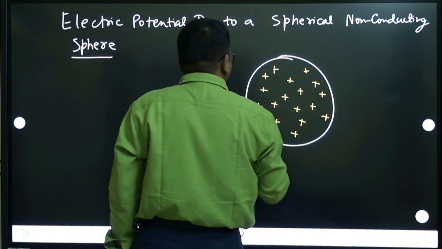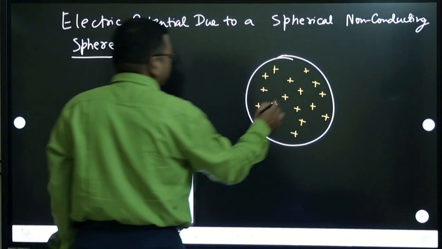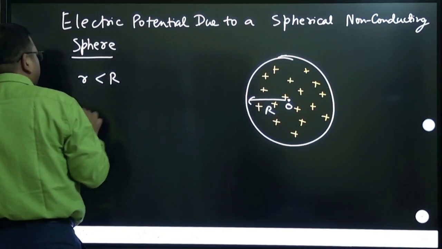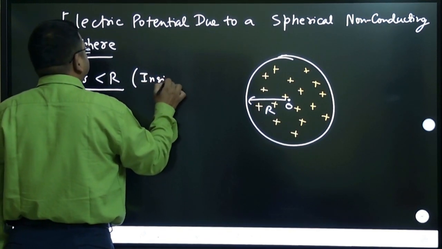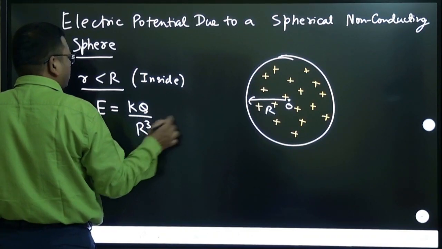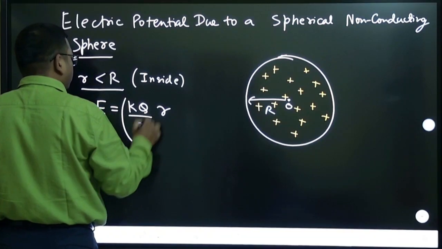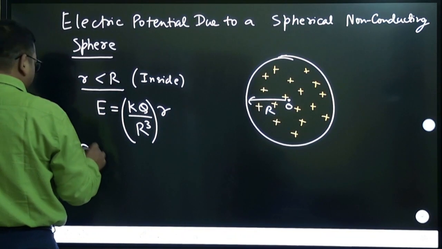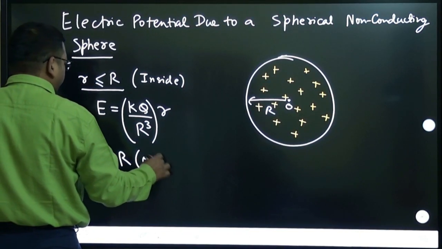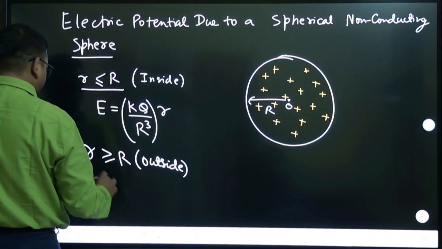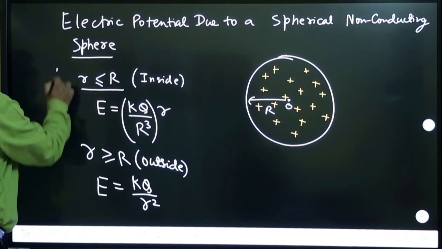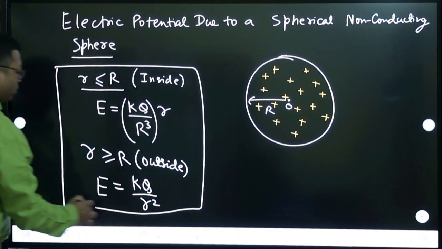Let me write the field. Last class we derived it, and let us say the radius, this is the center and the radius is R. For points less than R, inside points, the field is kQr/R³, where r is the small r. For an outside point, the field is kQ/r². This is the field. This result we derived using Gauss law.